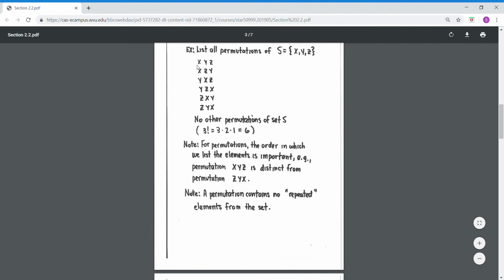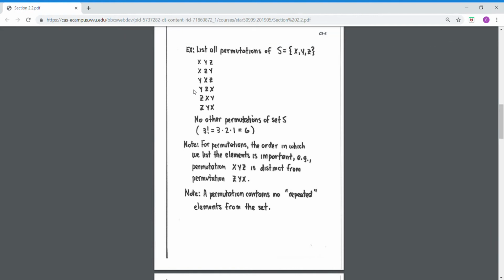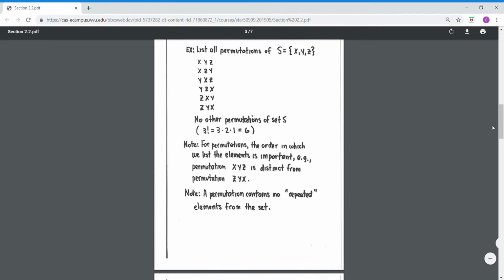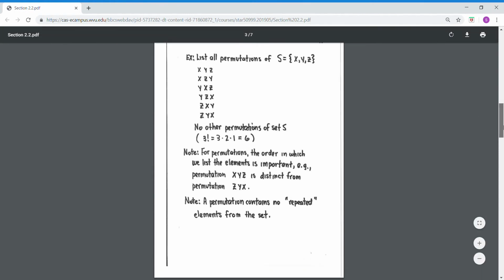Let's see. XYZ, XZY, YXZ, YZX, ZXY, and ZYX. I can't think of any other way to permute the letters X, Y, and Z, and according to our formula, we should have 6, and that is what we have. So, looks good.